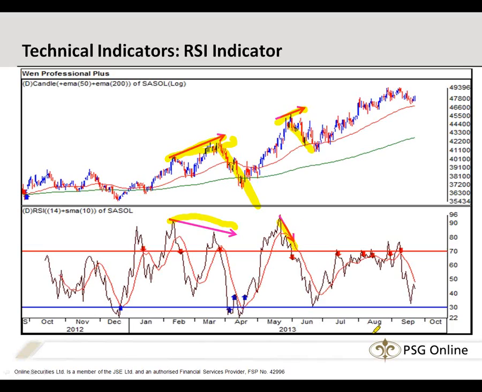So RSI works on a scale of 0 to 100. Anything below 30 is what we call oversold. Anything above 70 is what we call overbought. The analogy is, when it moves above 70, it's like an elastic band. It's gone too far overboard, it has to pull back. The same thing on the other side of the equation. When it breaks below 30, it's gone too far oversold, it has to come back. So that's what the RSI indicator does.